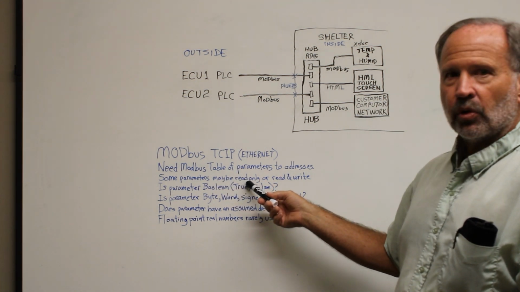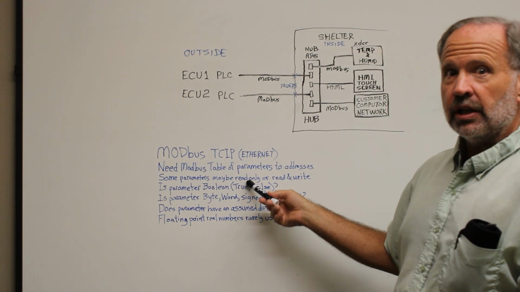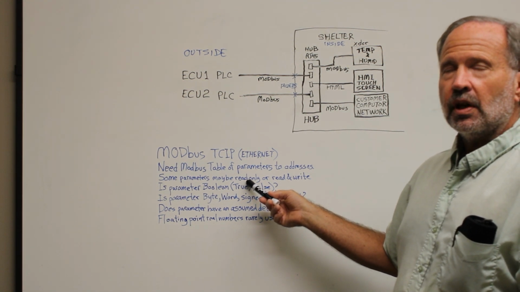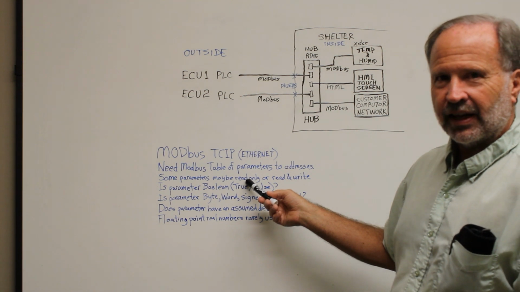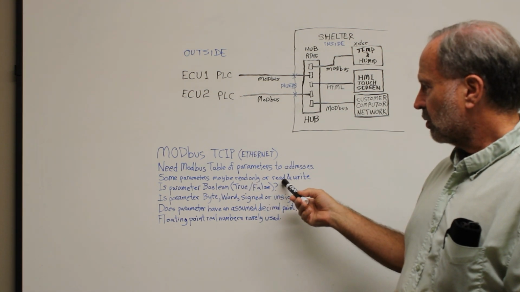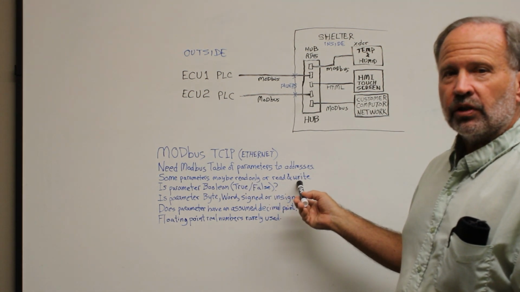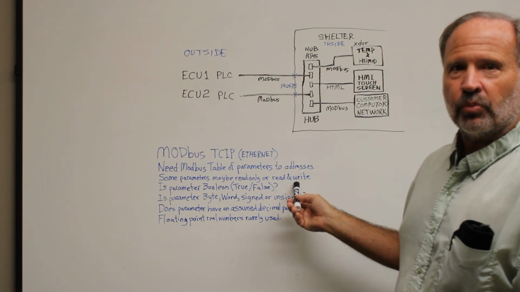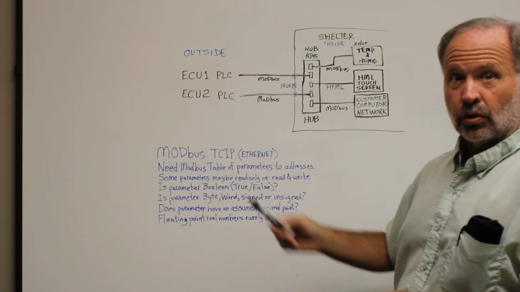The other thing you need to know from that table is what the parameters are. Many of them are read-only. You can only read a temperature. An interior temperature, you can't set. Some of the parameters are readable and writable. You can write to us to change to a new set point temperature that you want the ECU to regulate to.